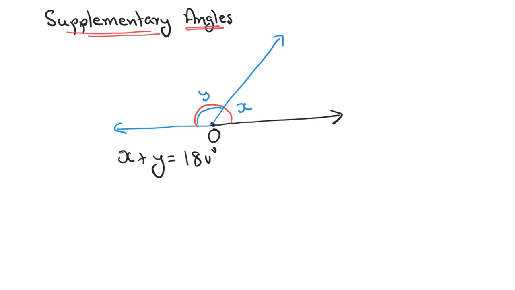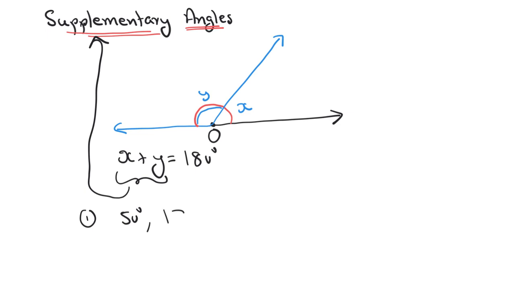Good. When the sum of two angles is equal to 180 degrees, we say that these two angles are called supplementary angles. Understand? As simple as that. So let's quickly do one quiz. If one angle is 50 degrees, what is the supplementary angle of this 50 degrees? It will be 130 degrees, because if you add them up, it's going to be 180 degrees.